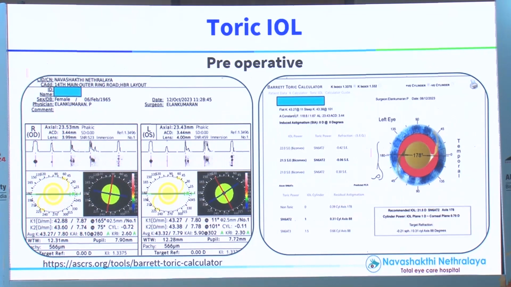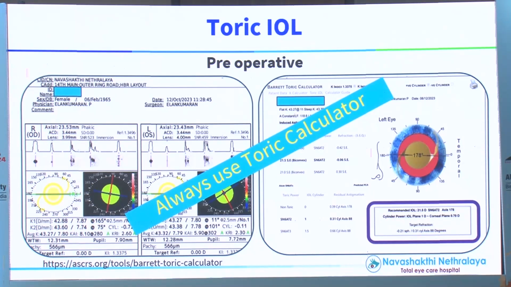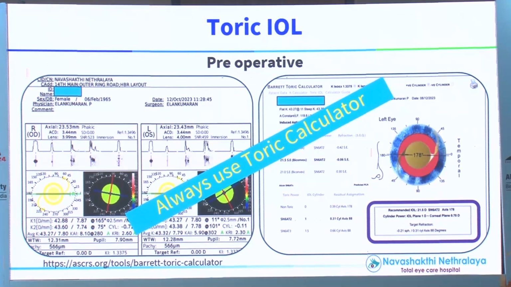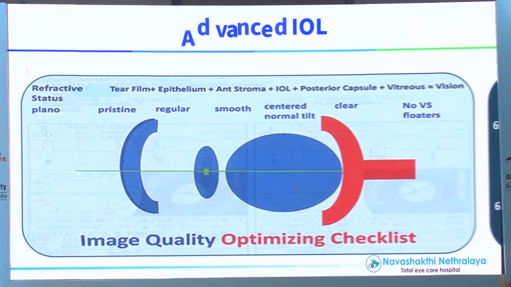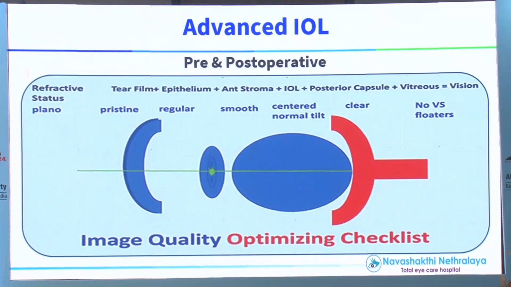lens. So, the point to take home from here: always get your readings and feed them into the Barrett toric calculator. It's free, it's available free on the APACRS website. Feed it into it and then decide whether you want this patient to undergo a toric lens or not. This is something we have been following for the past 2 years and we have been getting very good results. Now, this was one of the reasons for all the unhappy patients.